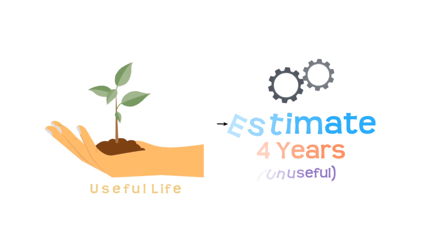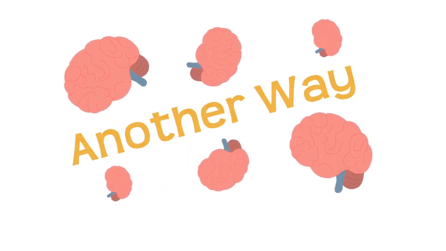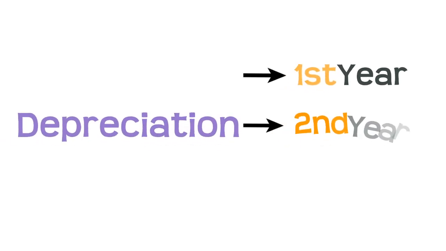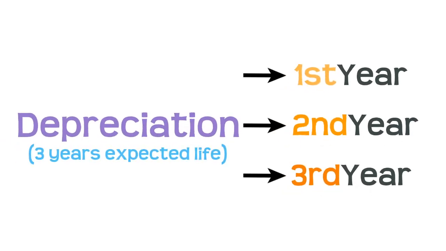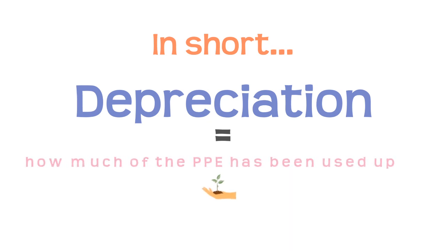Another way to think about depreciation is that it is the process of allocating the costs of these long-term assets over their expected useful lives. In short, depreciation represents how much of the PPE has been used up.